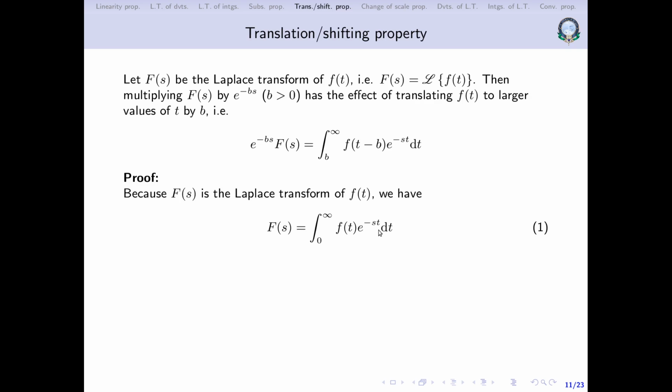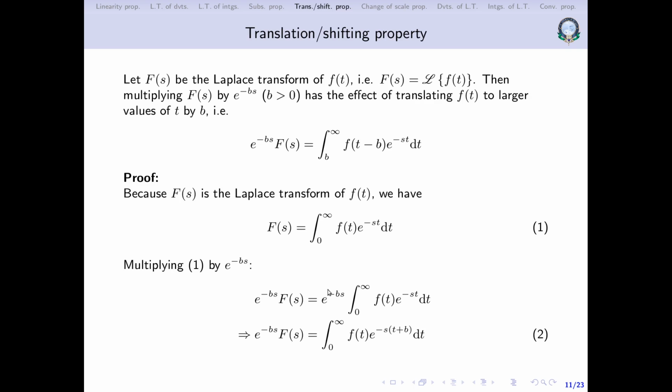We'll just call this equation number 1. Okay, so now what we do is we multiply both sides by e to the power minus bs. So what happens? The left hand side, we have e to the power minus bs f of s is equal to e to the power minus bs times the integration of f of t e to the power minus st dt.